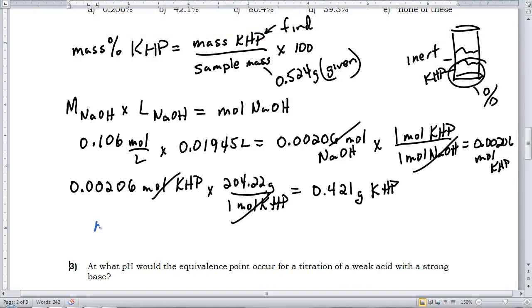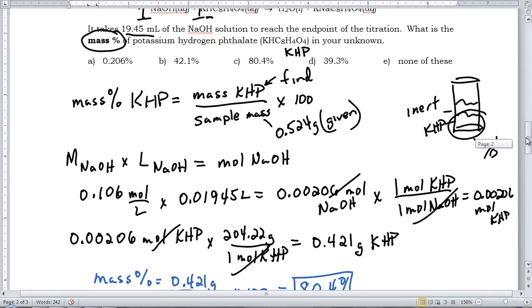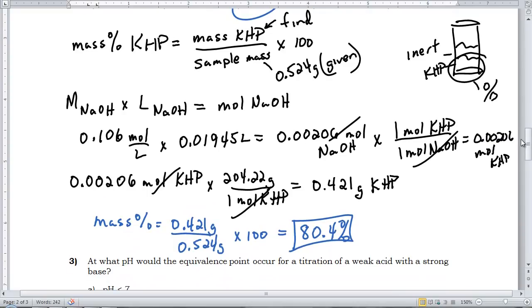There we go. Mass percent: part divided by the whole. The part that is KHP, divided by the whole mass, which is the sample mass, multiply by 100 to get a percentage, and you should get about 80.4%. I think it's about 80.35%, and that is choice C in our choices up there.